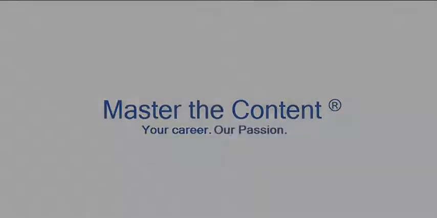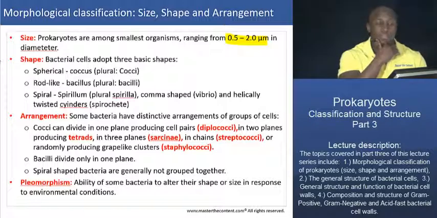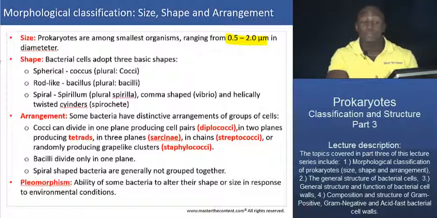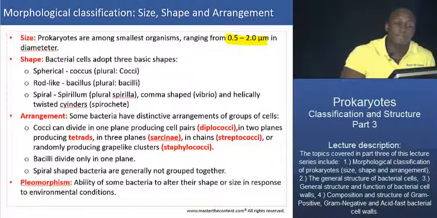Okay, so we're moving on. We're done with taxonomy, and now we're going to look at the morphological characteristics of bacterial cells. Specifically, we're going to look at their size, their shape, and their arrangement, or the clusters or groupings that they form. As far as size is concerned, I mentioned that they're very small organisms, about 0.5 to 2 micrometers in diameter.